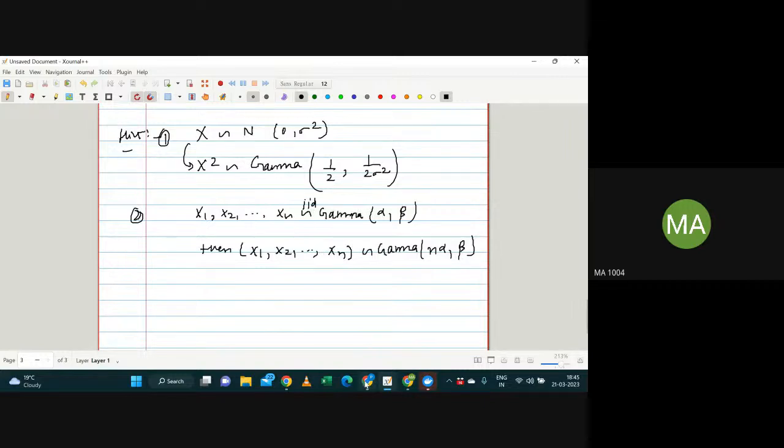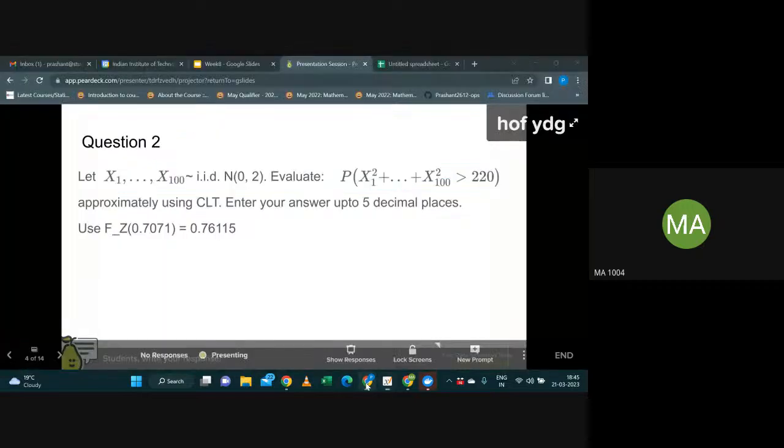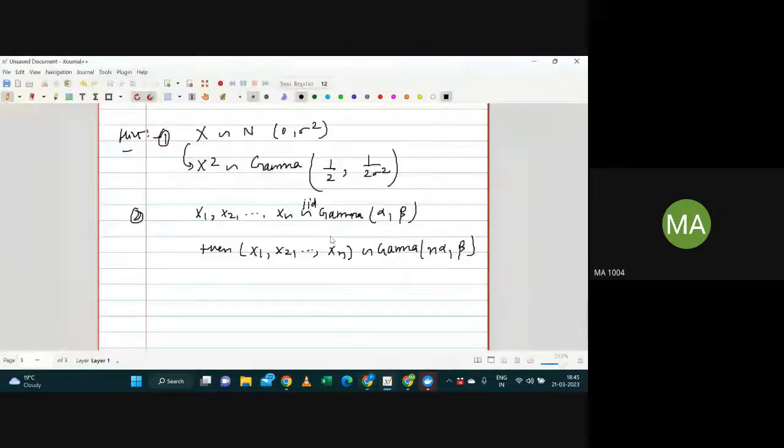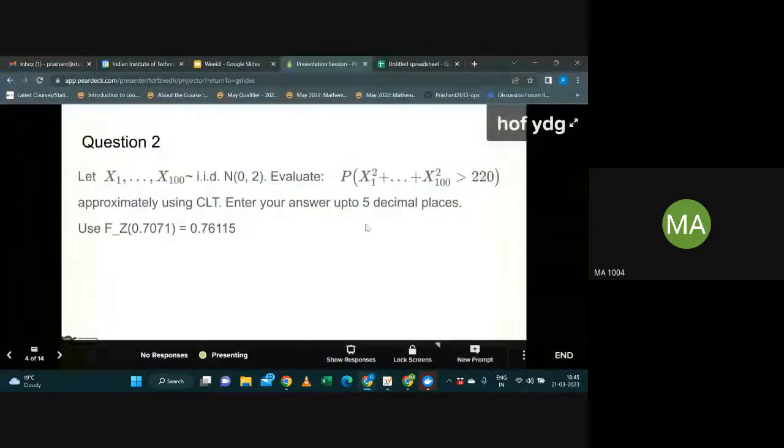Here the X's are IID normal. So what will X1 square be? X1 square will follow gamma half comma and so on. After that, what you have to do is add the 100 IID gamma variates. Are you getting my point?